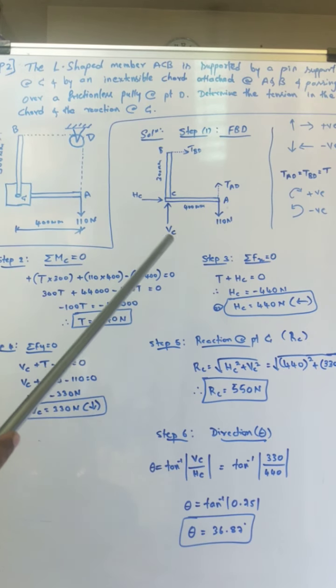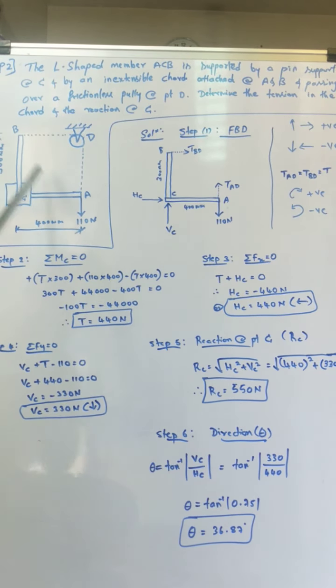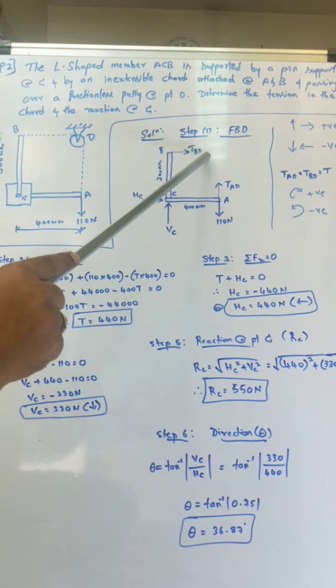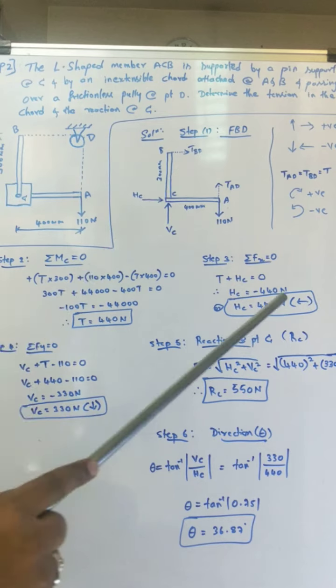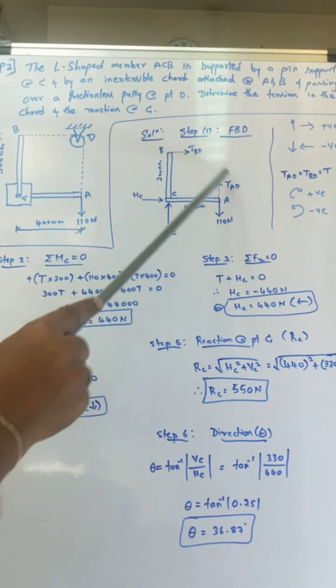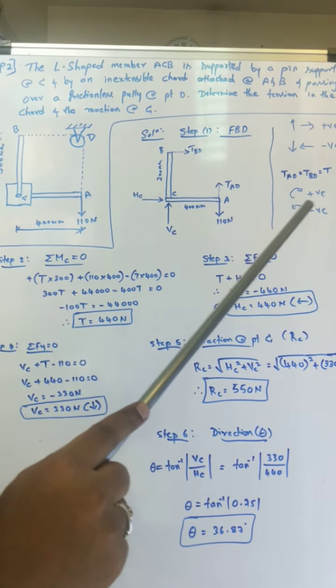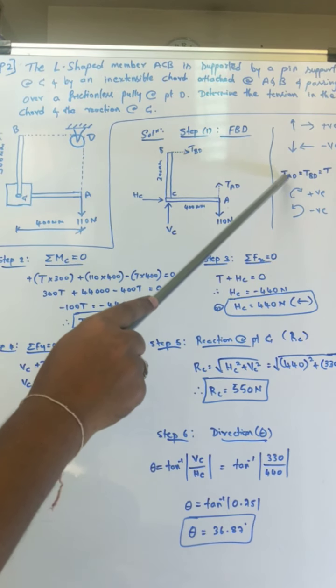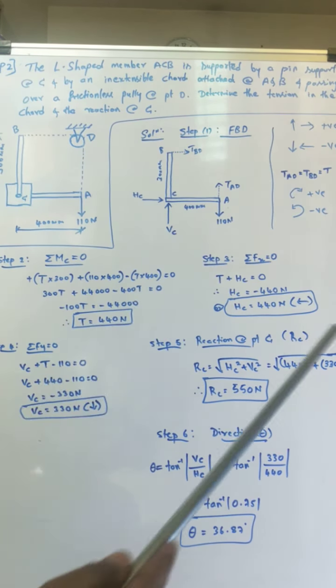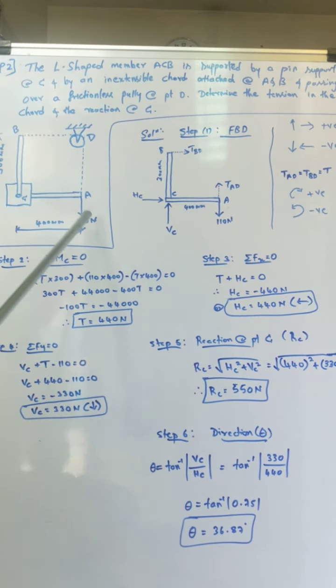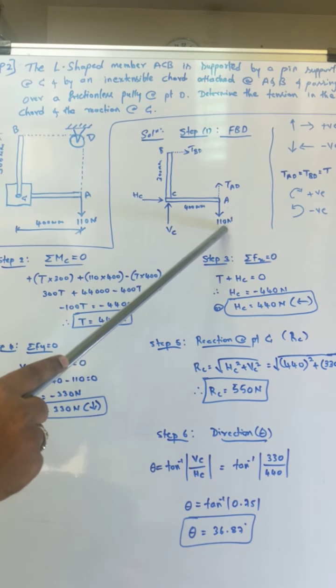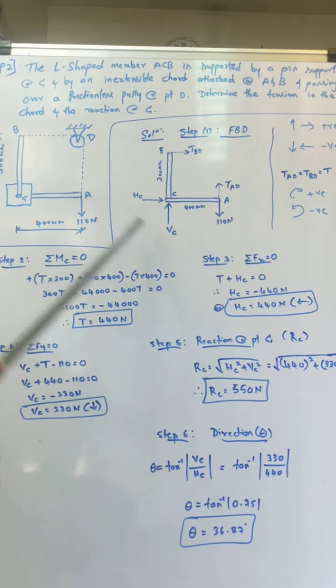Always remember, tension force acts away from the member. The member is this one. There is one tension force like this, which I have shown as tension BD, and another force, tension AD. Actually both TBD and TAD are the same. That's why I have written here TAD is equal to TBD is equal to T, the tension. And there is a 110 Newton vertical force acting at this location, which is given. So this is the FBD.